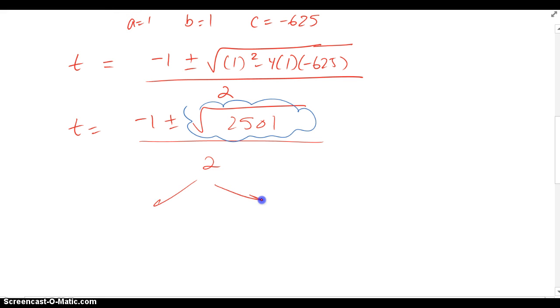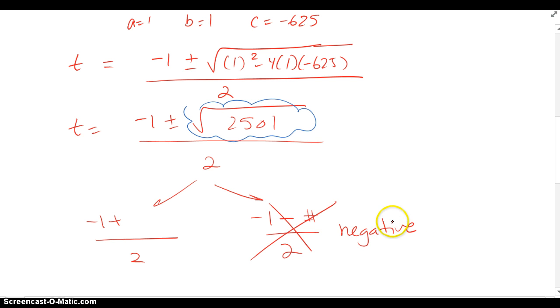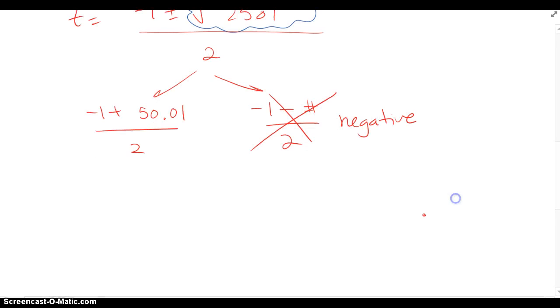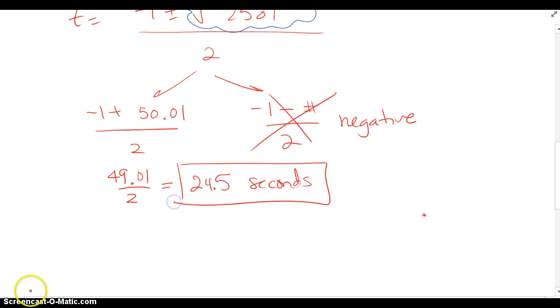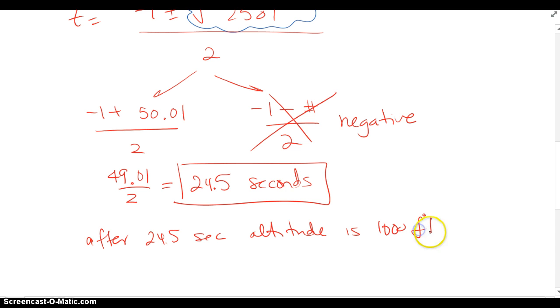And again, I'm only going to worry about the one that gives me a positive value. This one looks like it's going to give me a negative value. So forget that, because it's going to be a negative value for time and I don't need it. So it looks like we get 49.01, let's say, divided by 2, which gives me 24.5 seconds for my time. So basically after 24.5 seconds, the altitude is 1,000 feet for the skydiver.